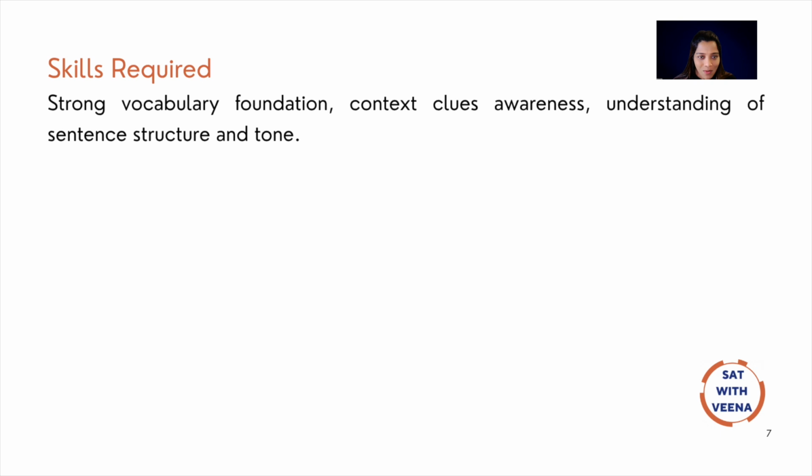To solve these questions well, students need 3 main skills. First, vocabulary awareness. You don't need to know every word in the dictionary, but having a strong vocabulary definitely helps. Second, context clue detection. You must learn to spot hints in the surrounding sentence. Third, understanding the tone and sentence structure. Sometimes the correct answer is determined by whether the sentence has a positive, negative, or neutral tone.